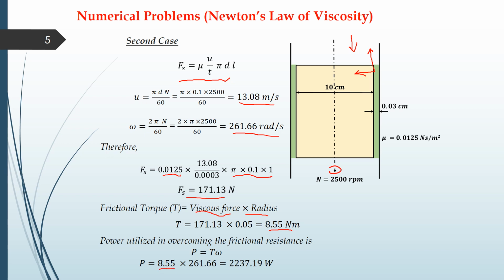So T is 8.55 Newton meter we have calculated over here. We'll put the value of T over here, and omega is 261.66 radians per second that we have already calculated, and after multiplication we'll get the power as 2237.19 watts. So certainly we can write the power in terms of kilowatts, and it can be given as 2.237 or simply 2.24 kilowatts. So this will be the power that will be required under these given conditions to rotate this rod at an RPM of 2500 RPM.